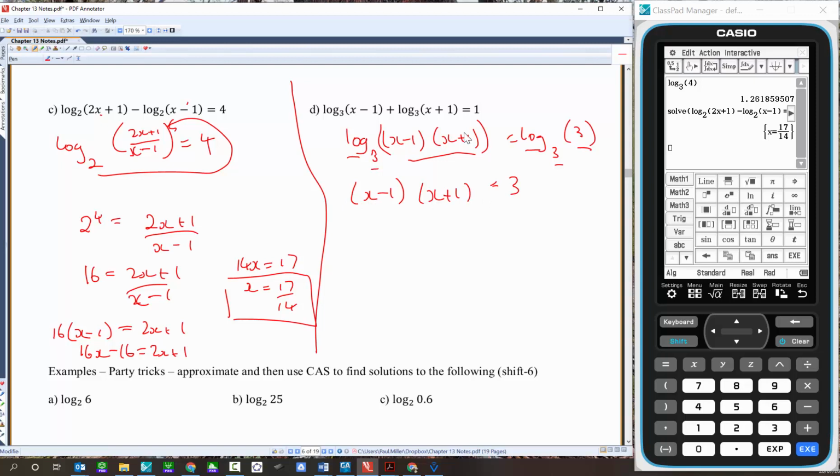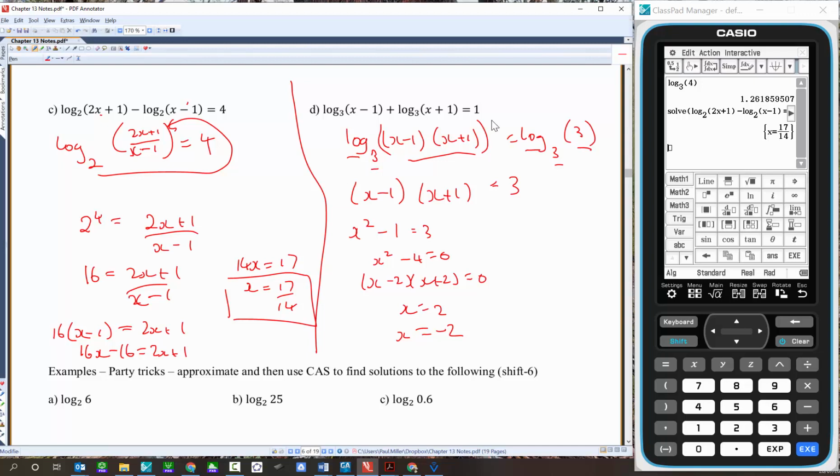All right, now what does this look like? It looks like a quadratic that needs to be solved. So x squared, take x, plus x, take 1 equals 3. X squared take 4 equals 0. This is the long way of doing it, but (x take 2)(x plus 2) equals 0. X is equal to 2, x is equal to negative 2. All right, so are both solutions valid?